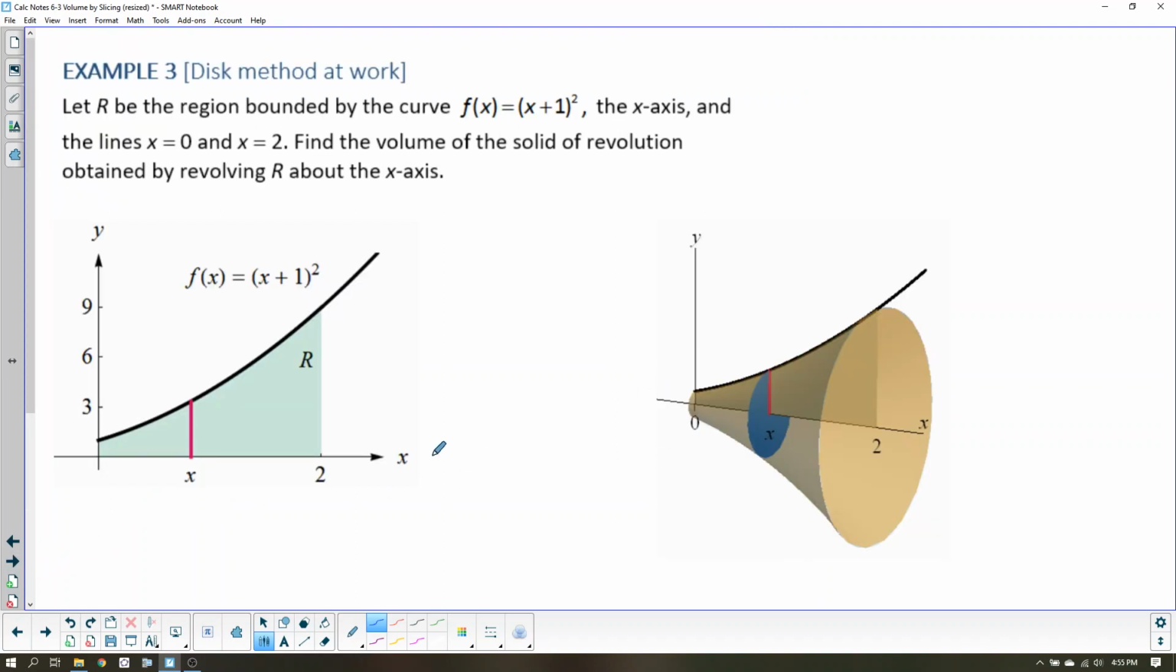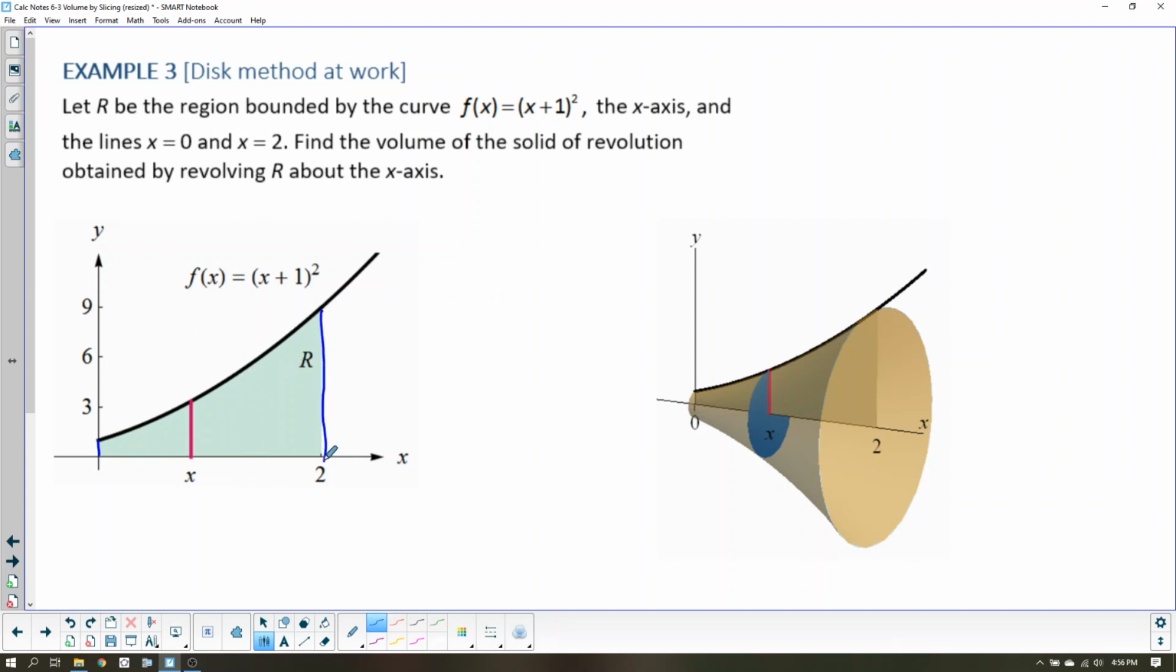Okay, so let's actually do one where we find the volume. This one says, let R be the region bounded by the curve (x+1) squared, the x-axis, and the lines x equals 0 and x equals 2. So we've plotted all that here. We've got the function, a parabola that's been shifted to the left 1 unit. And we also have the vertical lines x equals 0 and x equals 2. So this is our region.